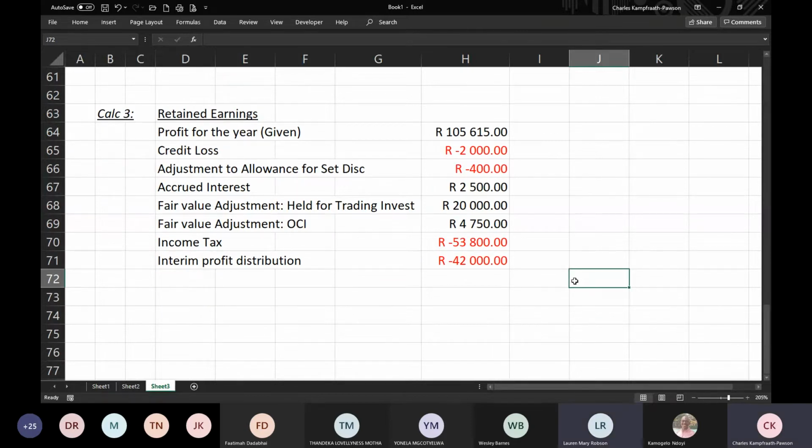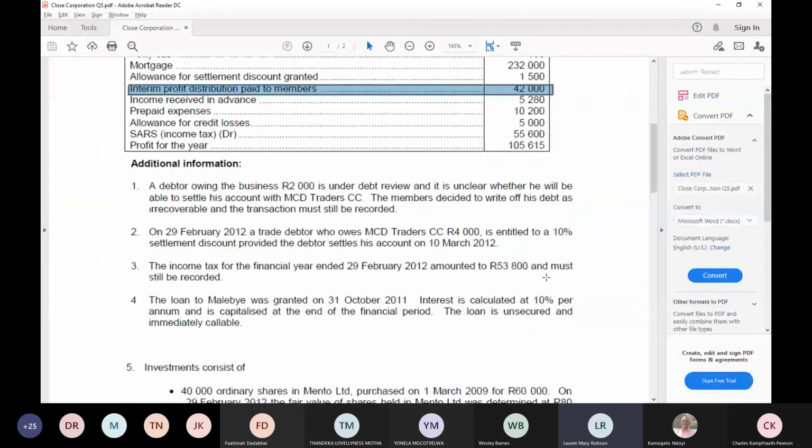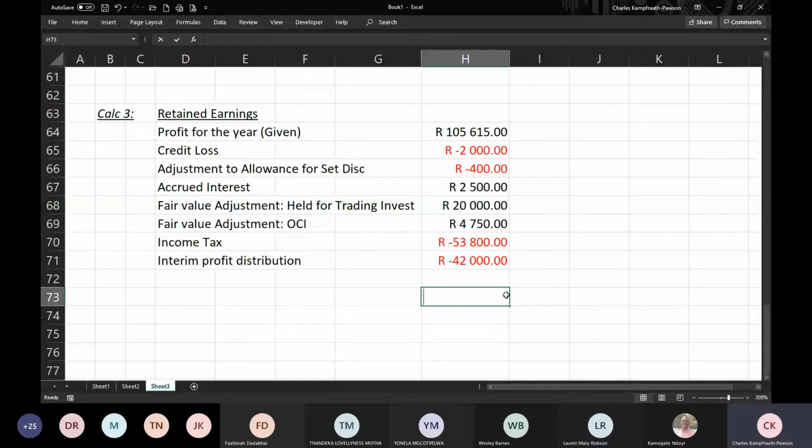Charles, isn't the income tax not supposed to be the full amount? Isn't it just supposed to be the difference between what we actually paid and the tax expense for the year? No, it should be the amount that we were filed for. The actual amount, 53,800. Okay. 100%. So that's the actual movement.